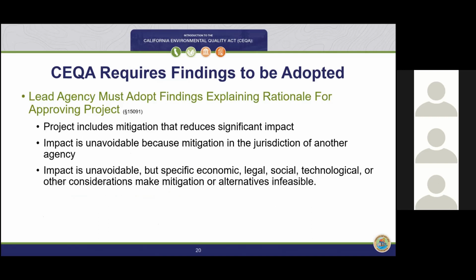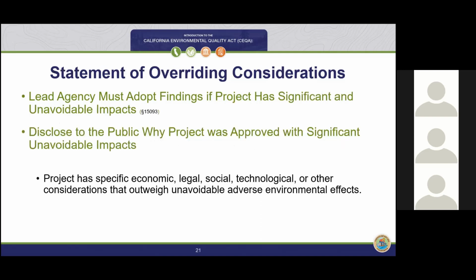So every project that has an EIR, the lead agency has to make specific findings as to whether the impacts have been reduced, and if they have not been reduced, whether they are unavoidable impacts because the mitigation is outside their jurisdiction, or the impact still remains. And if they choose to approve a project with significant impacts and it can't be mitigated to less than significant, then there are specific findings that are made. And those findings are called Statement of Overriding Considerations.